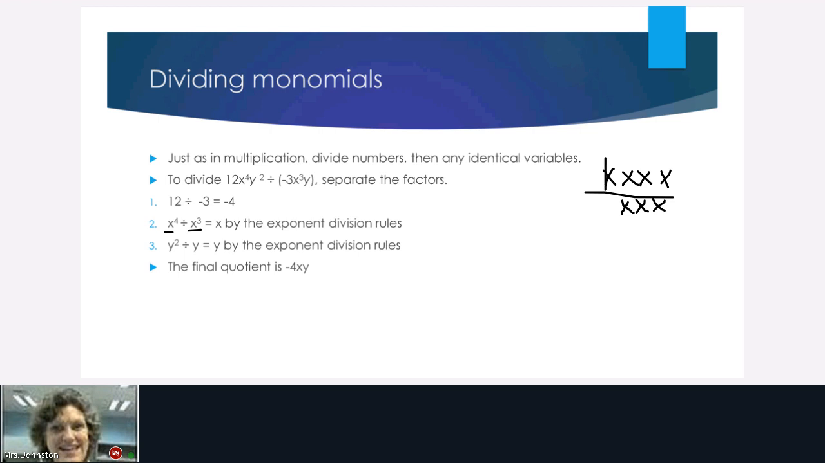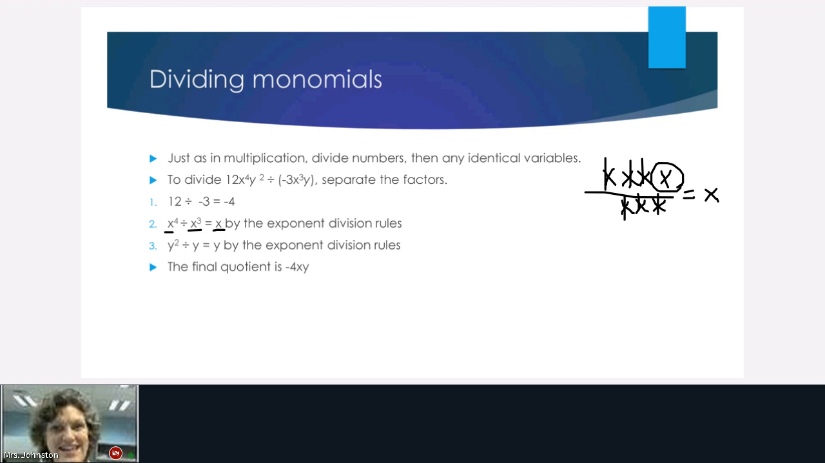So 1x and 1x cancel, another x and another x cancel, another x and another x cancel, leaving me with just one remaining x on the top, which equals x. So what I've done is taken x to the fourth divided by x to the third and subtracted the number of x's I had by the other number of x's I had, ending up with simply x.